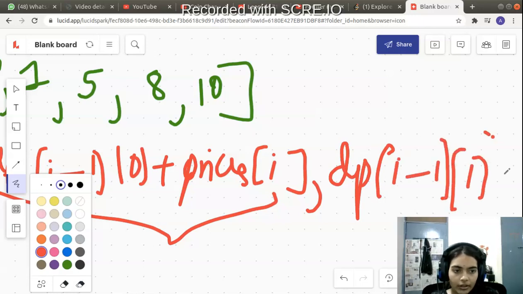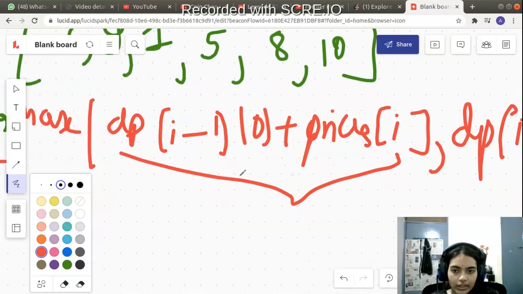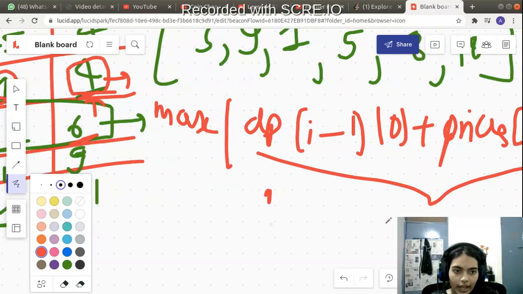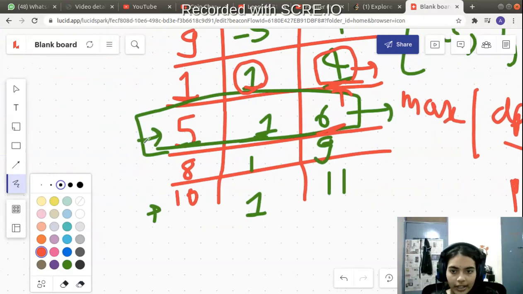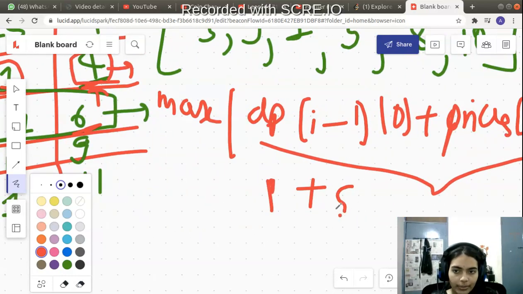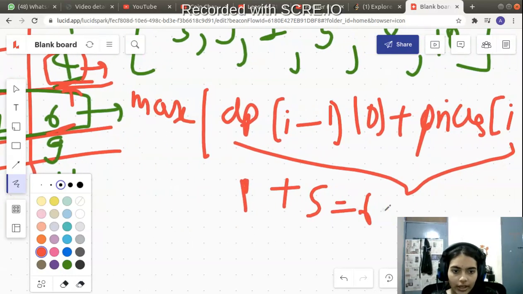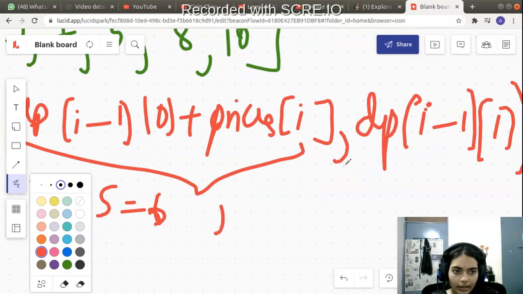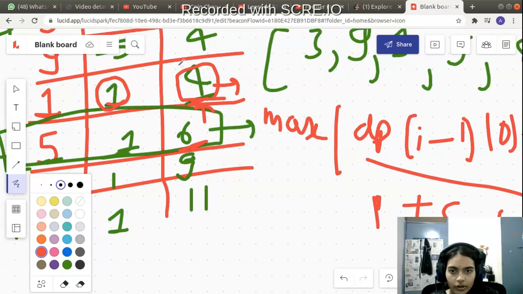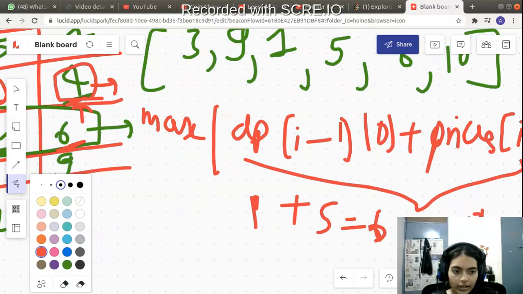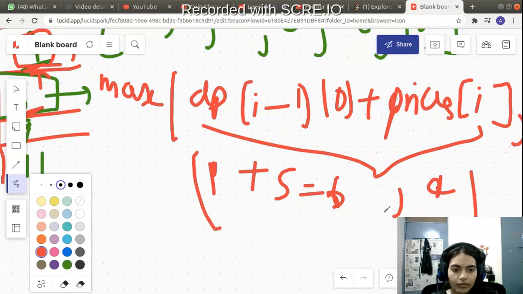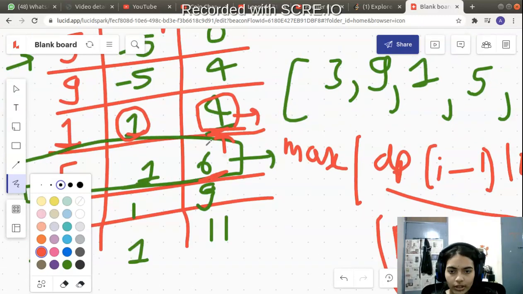index 1. In this case, dp of i minus 1 0 has a value of 1, and prices of i has a value of 5. So 1 plus 5 is 6. Is 6 more profitable, or dp of i minus 1 index 1, which is 4? Holding, that is not doing anything, or selling the stock, which is more profitable? 6 is more profitable, right? So I store the value of 6 here.